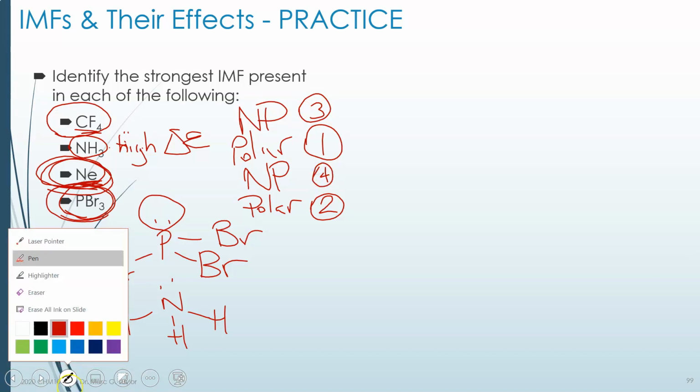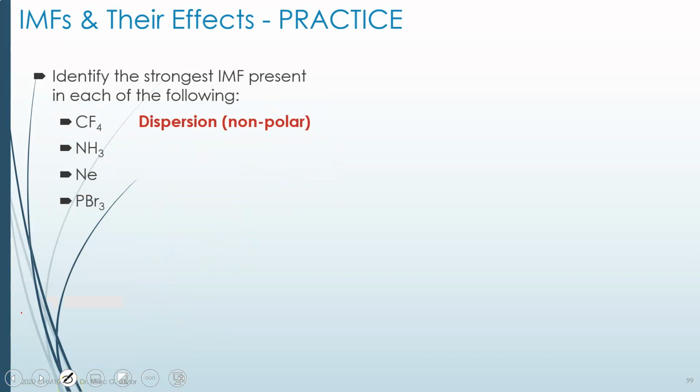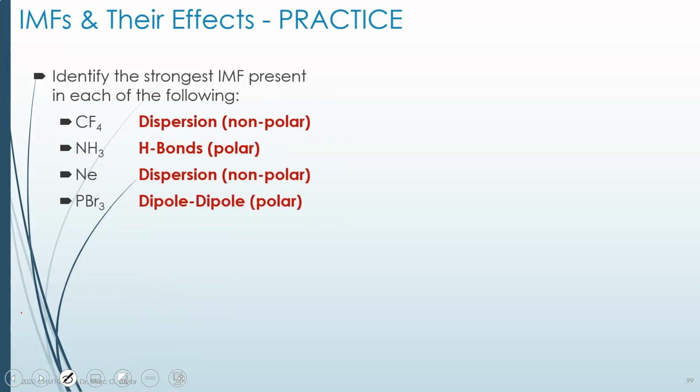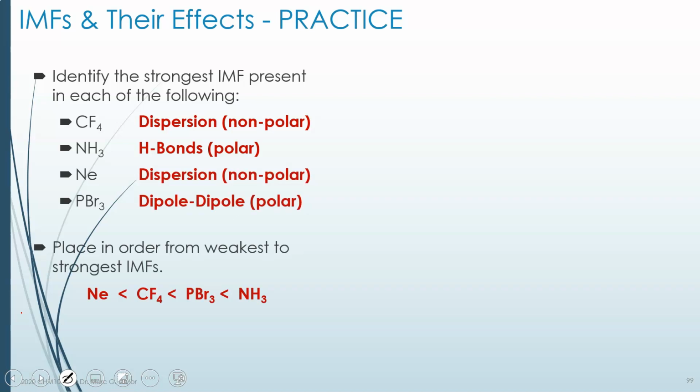And I'll just erase this because the order is written here with the names of each of the forces, and we'll just place them in the order. So neon is the weakest, ammonia has the strongest because it has actual hydrogen bonds in it. Whereas the PBr3 is polar, but it can't make hydrogen bonds, and the CF4 is a little bit bigger than the neon, therefore it has slightly stronger dispersion forces than the neon. So it's a lot of pieces of information you have to put together.